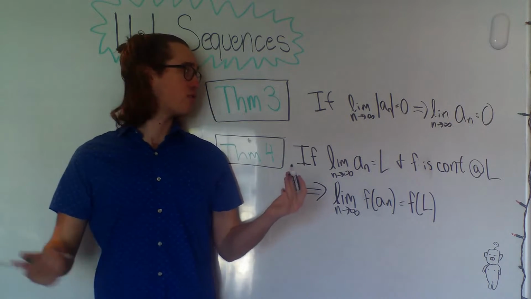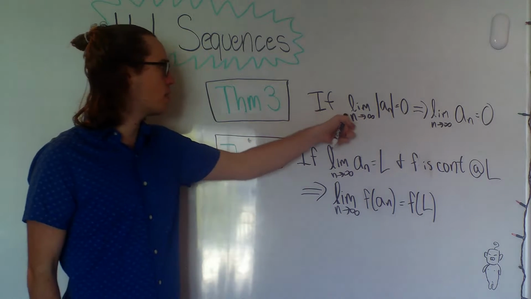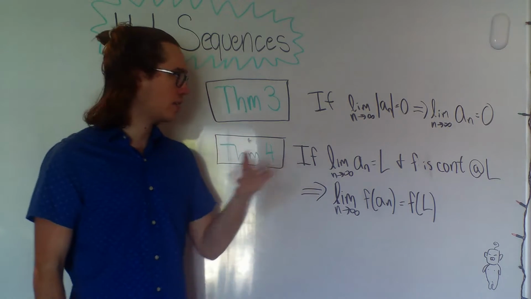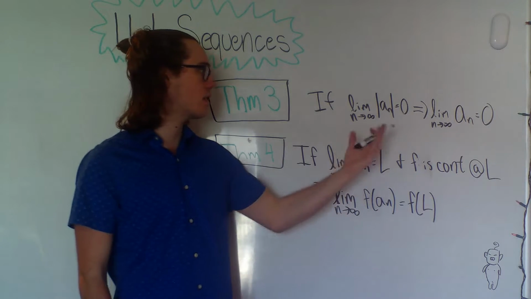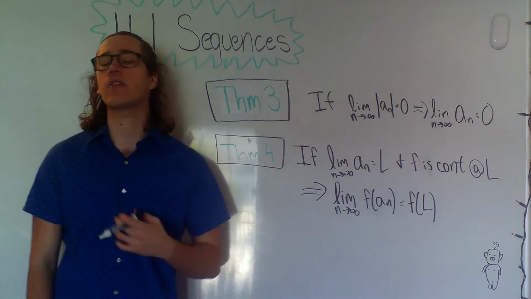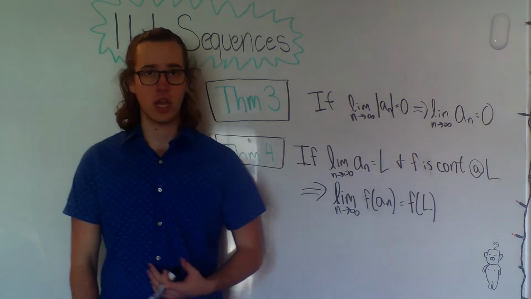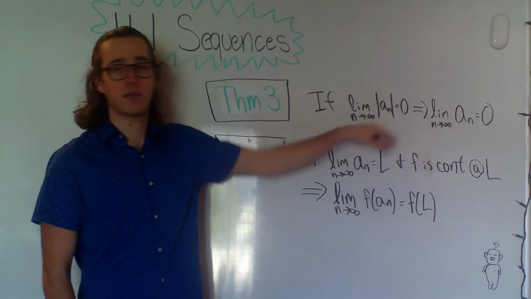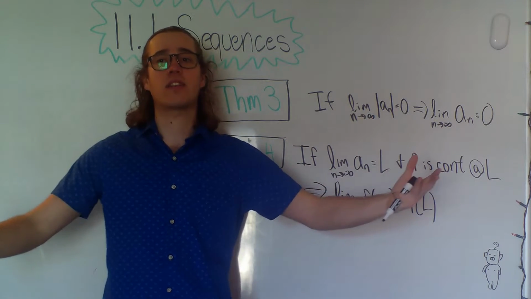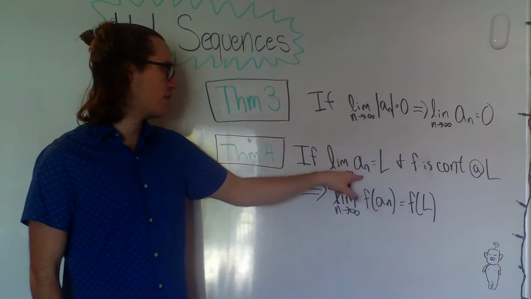We have theorems 3 and 4 of our sequences video. Theorem 3 states that if the limit as n approaches infinity of the absolute value of a sub n equals 0, then this means that the limit as n approaches infinity of a sub n equals 0. This can be helpful when we eventually get to finding where sequences converge. If we can show that the absolute value converges to 0, then we know that the sequence itself has to converge to 0.